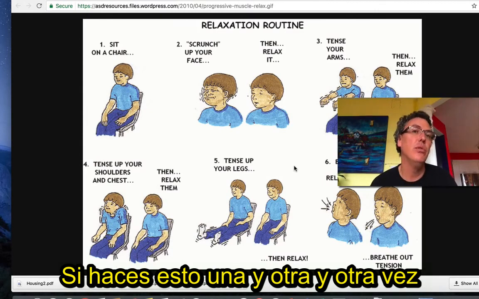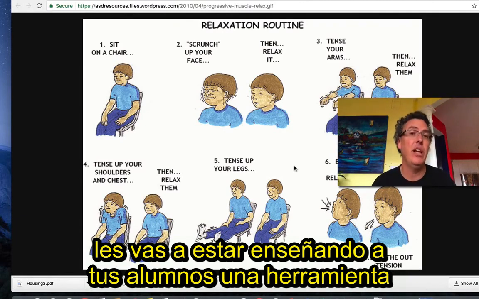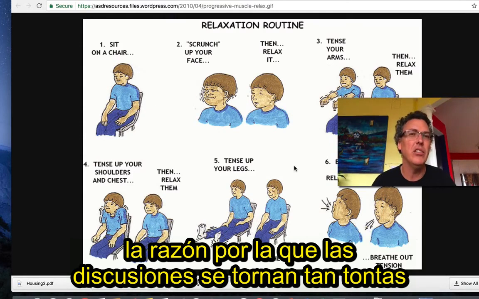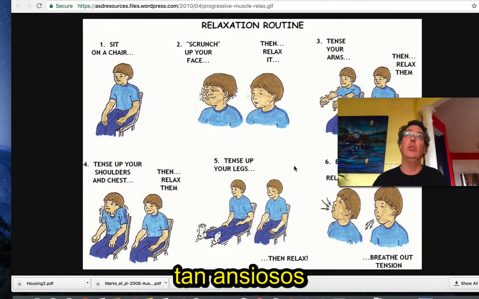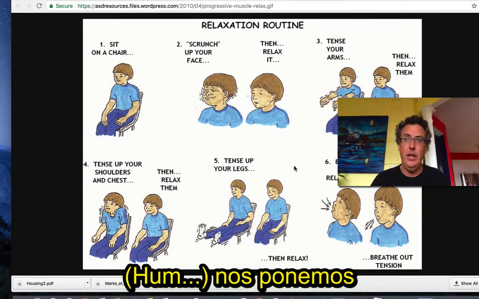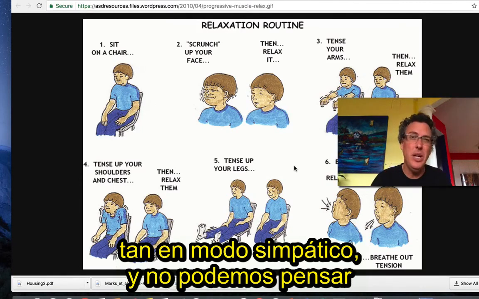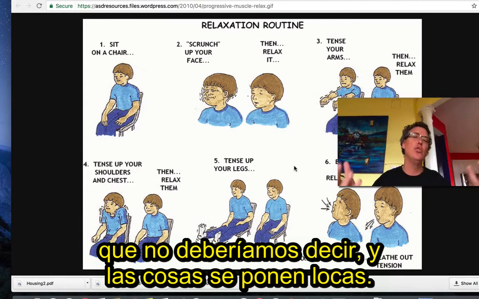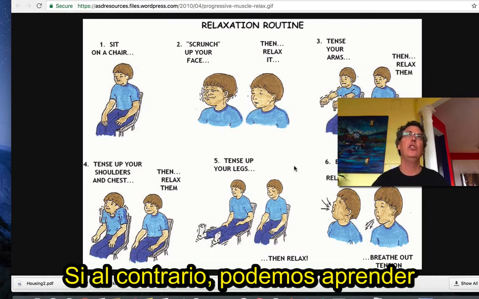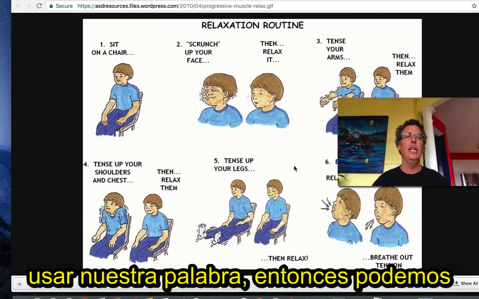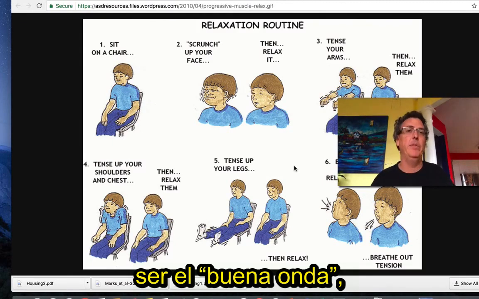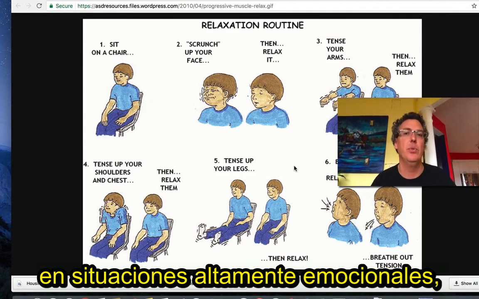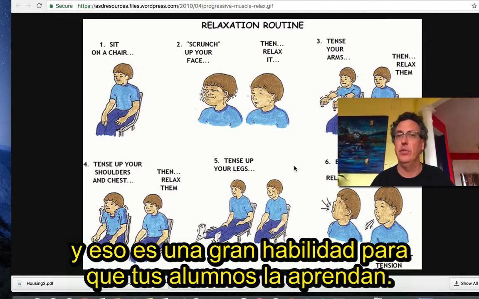If you do this over and over again, you will be teaching your students an extremely valuable skill. It's just like when we get in arguments: the reason arguments get so stupid is because we get so anxious. We get into sympathetic mode, and we can't think well, and we don't make good decisions in that mode, so we say things we shouldn't say, and things go crazy. If instead we can learn to relax and use our word, then we can be the cool one, the one who's able to respond rationally even in highly emotional situations. And that's a great skill for your students to learn.